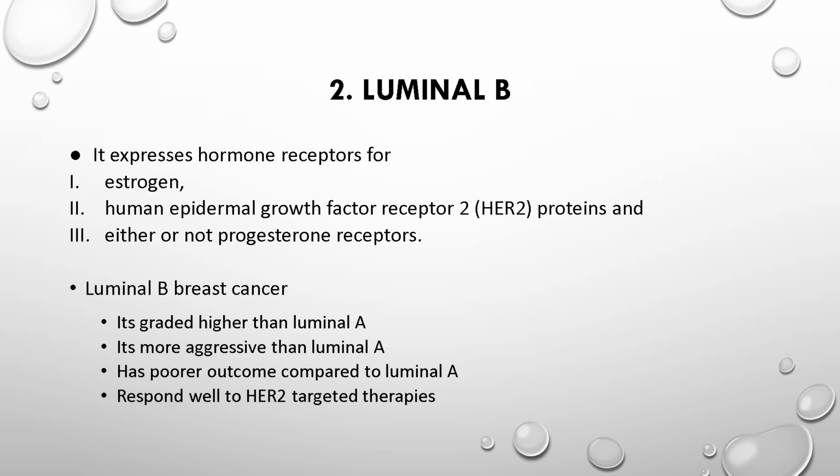Luminal B: it expresses hormone receptors for estrogen, human epidermal growth factor, and the progesterone might be present or not. Luminal B breast cancer compared to Luminal A: it's graded higher than Luminal A, it's more aggressive than Luminal A, it has poorer outcome compared to Luminal A. But the best thing, it responds well to HER2 targeted therapy.